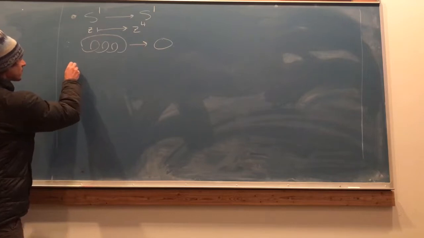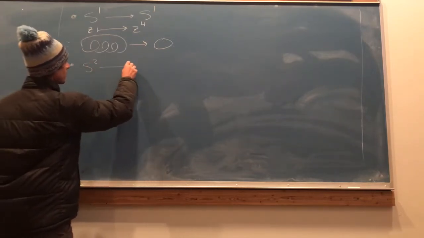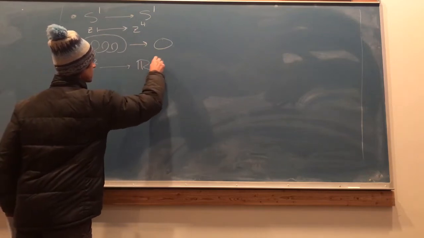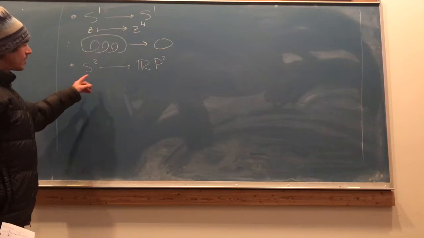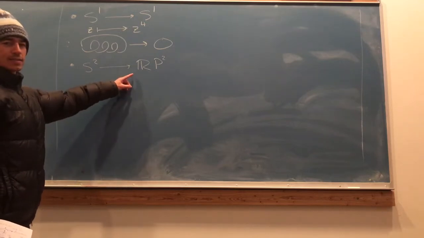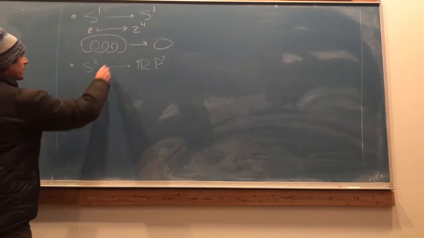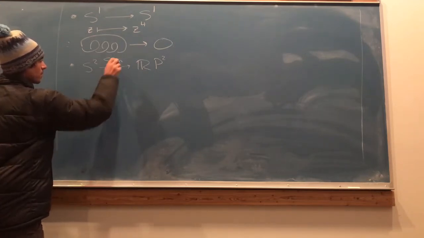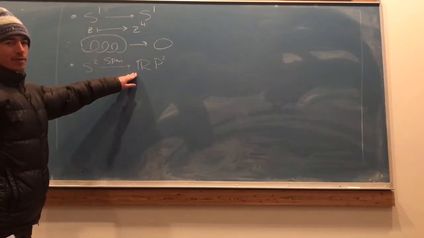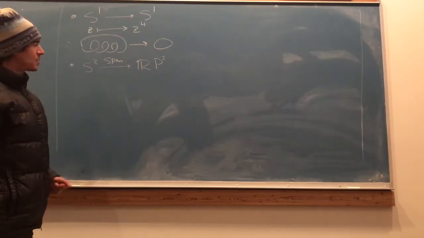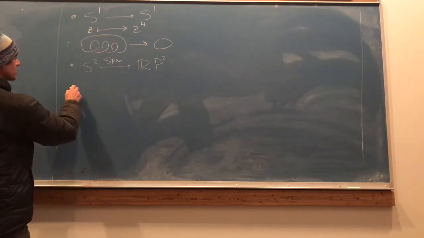Here's another example. The two-sphere mapping to RP2. So the unit vectors in R3 mapping to the set of all lines, one-dimensional subvector spaces of R3, given by a span. We've seen this map before.